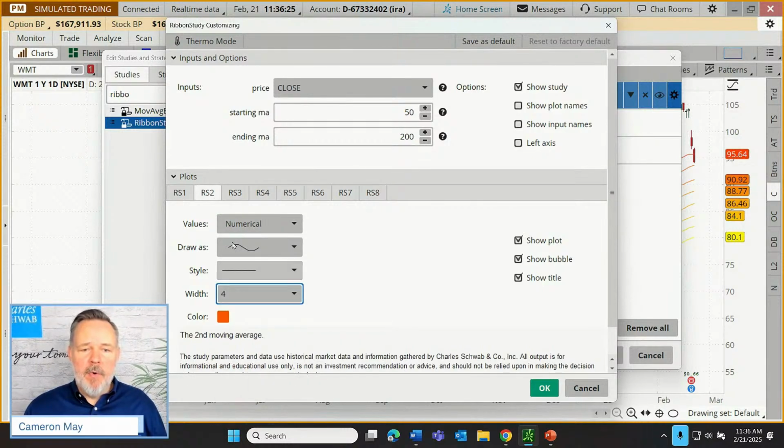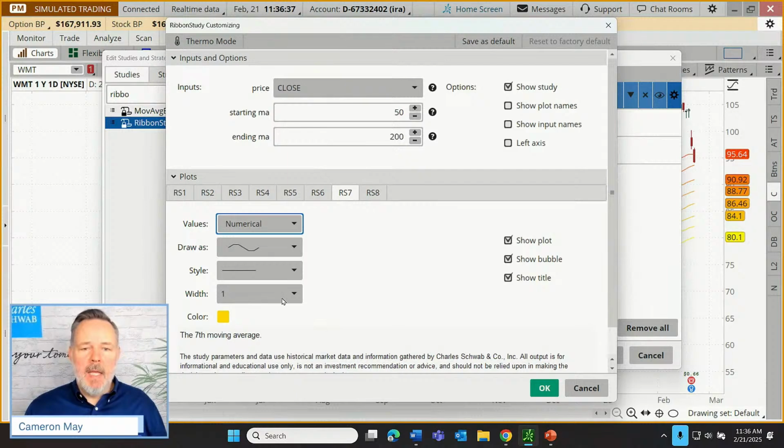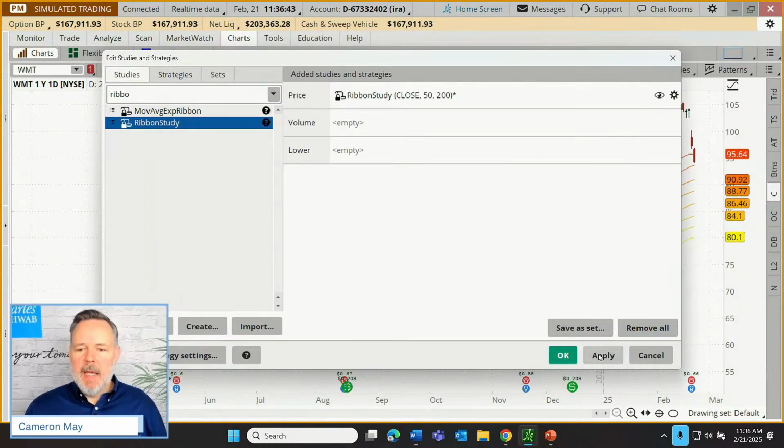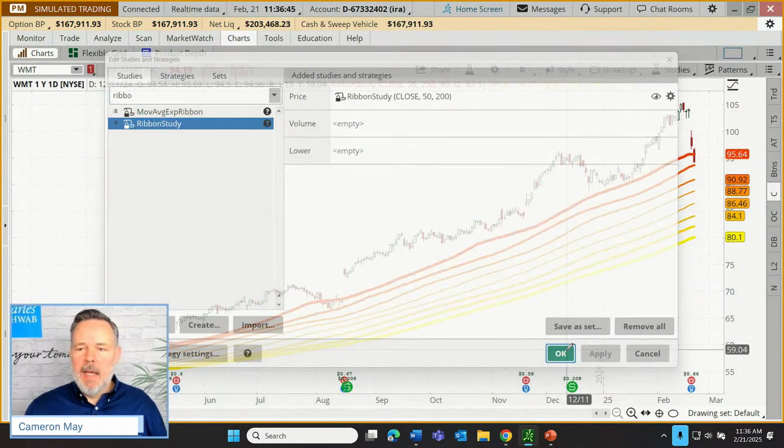Let's go for a 4 on this one. Let's go down to a 3. Let's take this one down to a 2. And then let's start to work our way back up again. 2, 3, and 4. This is just to help things visually. Okay, but let's click OK, and let's click Apply, and click OK again.